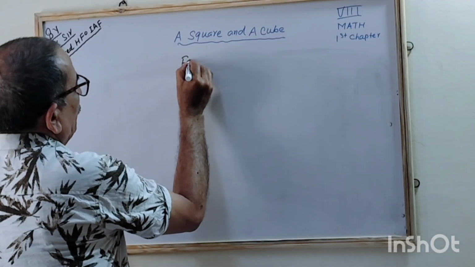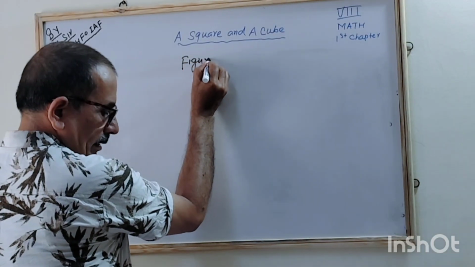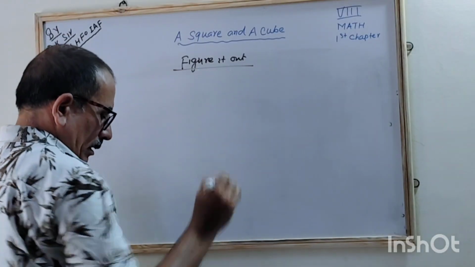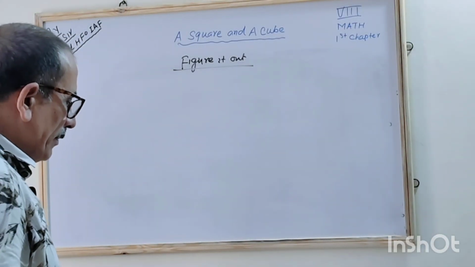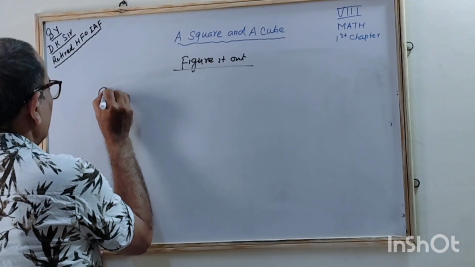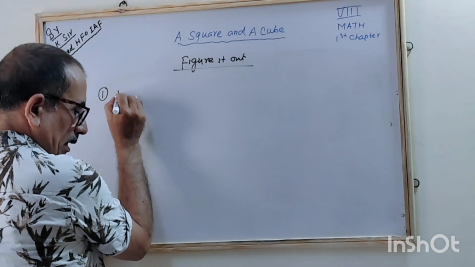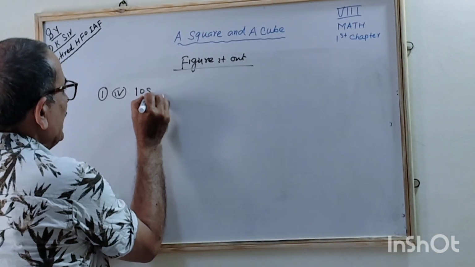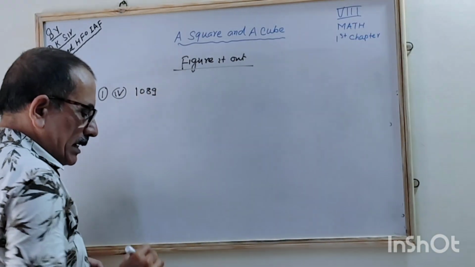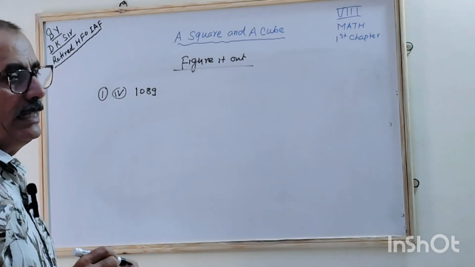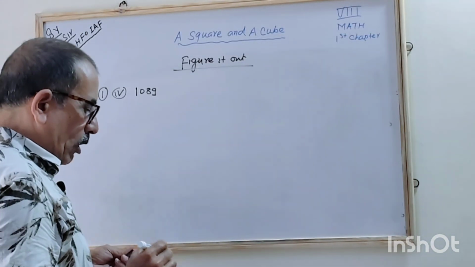Figure it out. The first question, they have given question number 1, part number 4. One example I am giving: 1089. They are asking whether it is a perfect square or not.